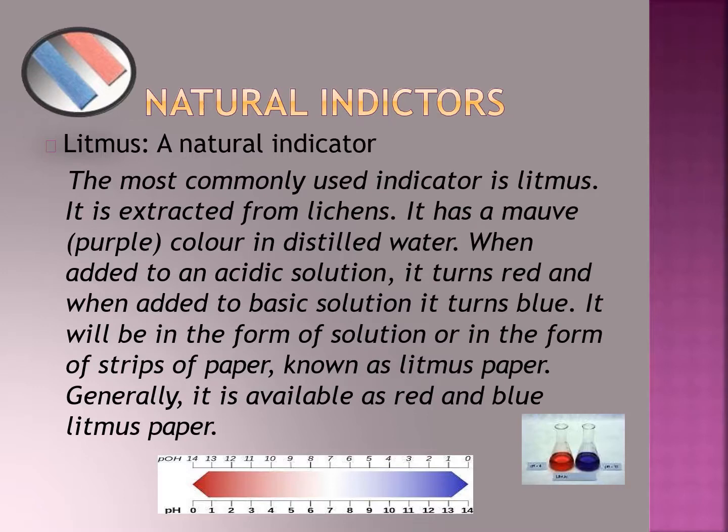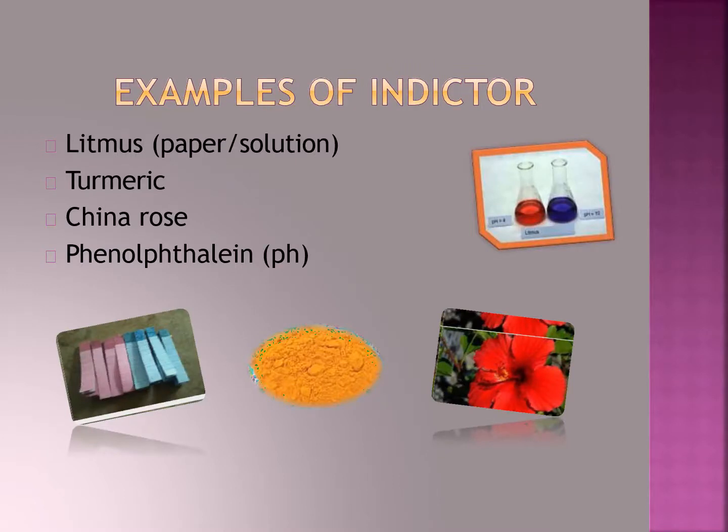Now, I hope you are clear about pH value. Now, examples of indicators: litmus paper, in the form of strips or solution; turmeric, China rose, phenolphthalein.